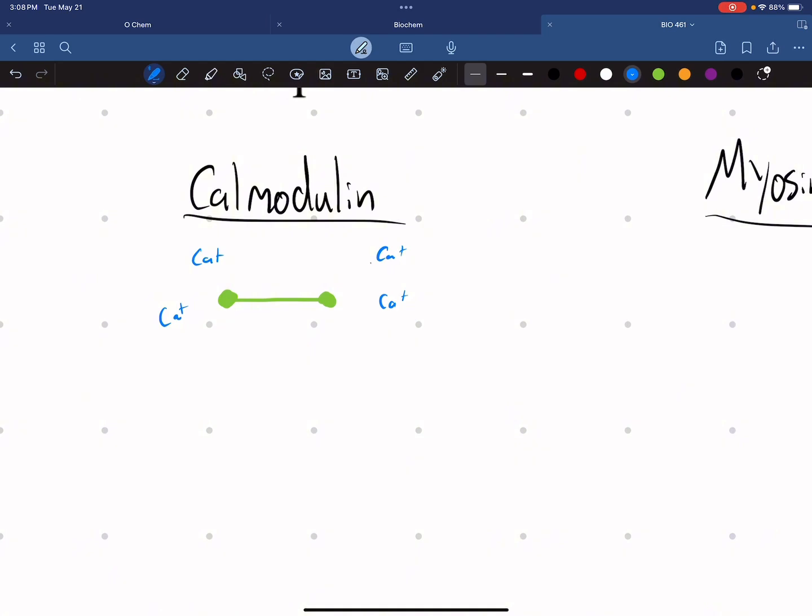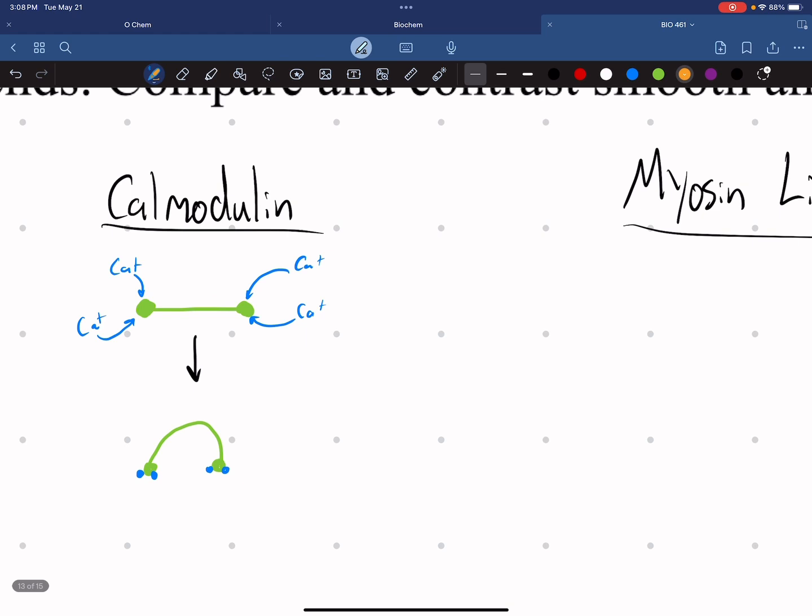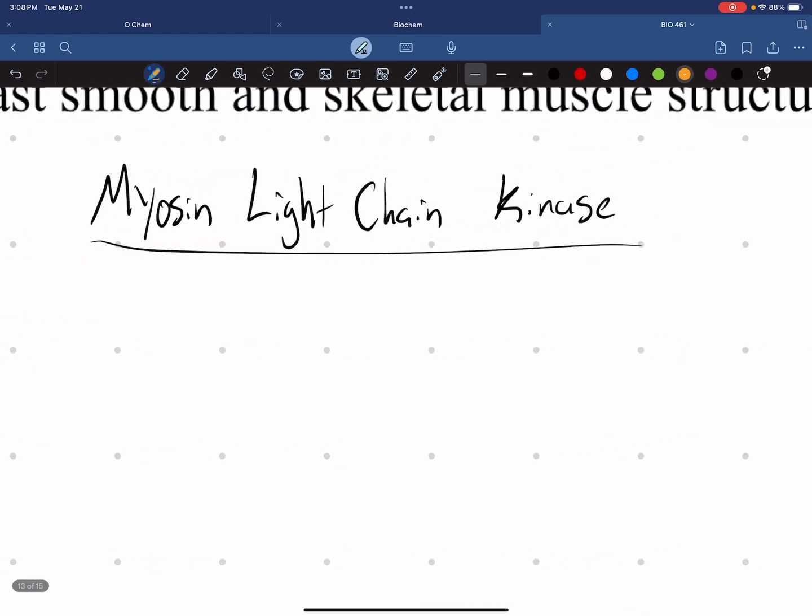the calcium will come and bind onto the high affinity binding sites of calmodulin, and it will undergo a conformational change, and it will look like this with 4 calcium molecules attached to it. And so what we have here is myosin light chain kinase. This kind of looks like a little bit of a snake that is closed off by itself.